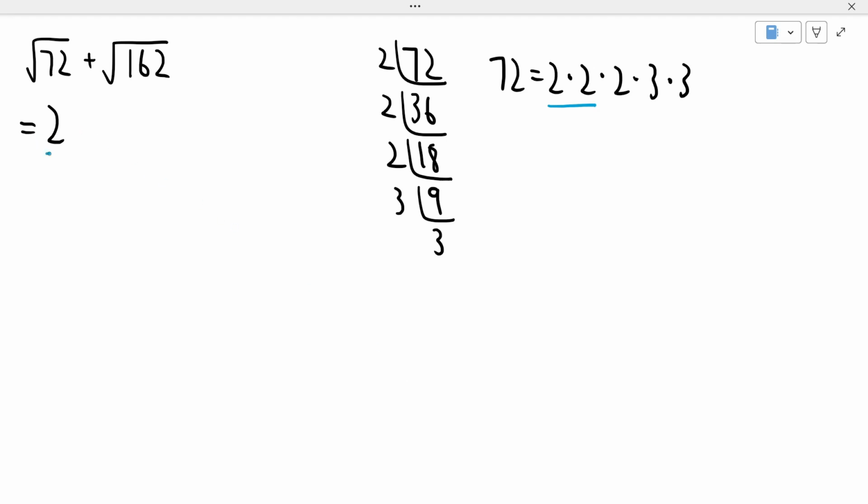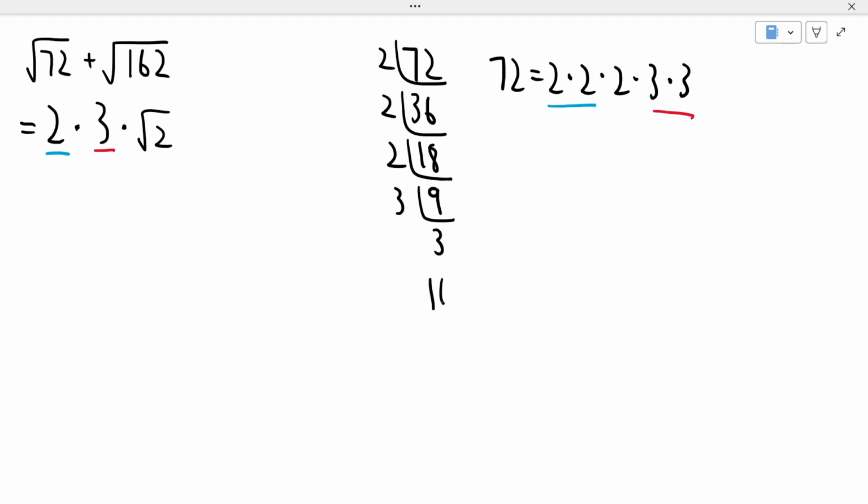And there's also a single pair of 3's, and that'll simply result in a multiplication by 3 in our answer. And then there's also a single factor of 2, and that will just result in a multiplication by the square root of 2. So this expression, 2 times 3 times the square root of 2, is the simplified expression for the square root of 72. So let's move on to simplifying the square root of 162.